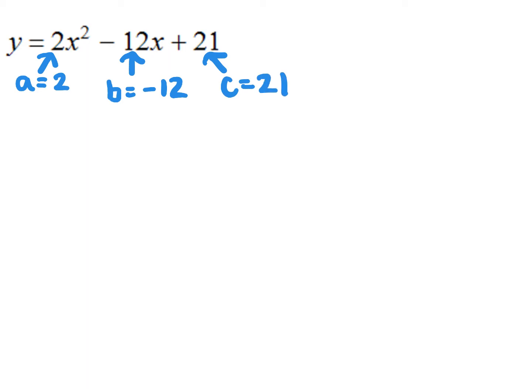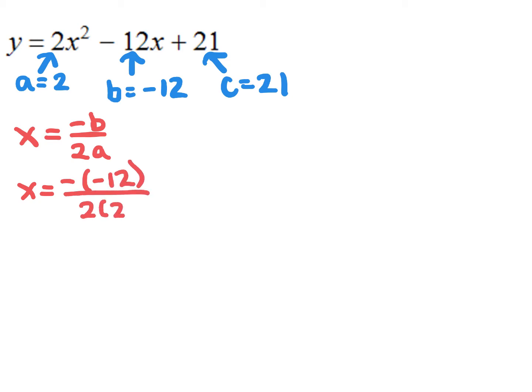Now in order to find the vertex, we first need to find the x-coordinate. So the x-coordinate is negative b over 2a. So we have x equals negative times negative 12 over 2 times 2. If you multiply, it's going to become positive 12 over 4. And then when we divide, we'll get x equals 3.